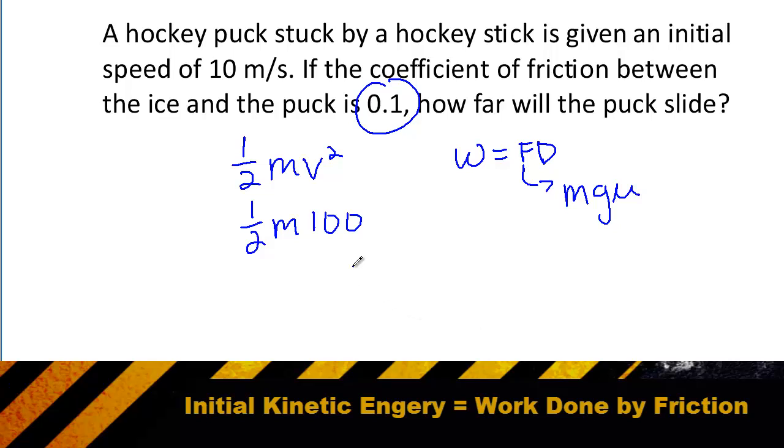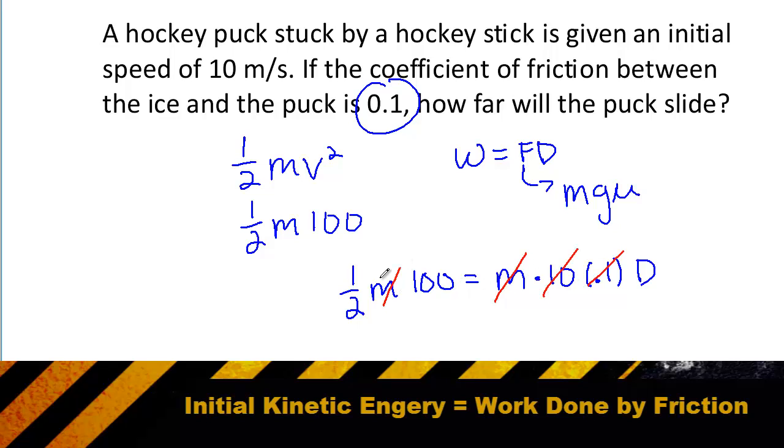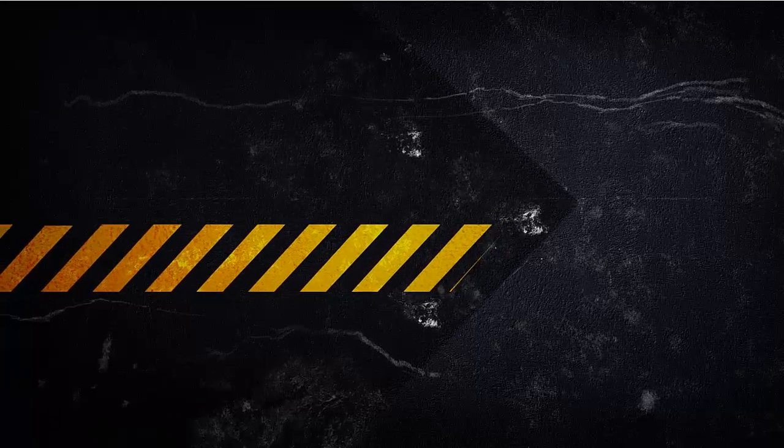In other words, you could say that the kinetic energy in the hockey puck, or 1/2 times the mass times 100, is equal to the force times the distance. And the force is simply the mass of the hockey puck times gravity, which is 10, times the frictional coefficient, which is 0.1, times the distance the object moves. We do some algebra, the m's cancel out, the 10 and the 0.1 cancel out, and the 1/2 and the 100 simplify down to 50. So 50 is the distance the object moves before friction can take away all of the kinetic energy.